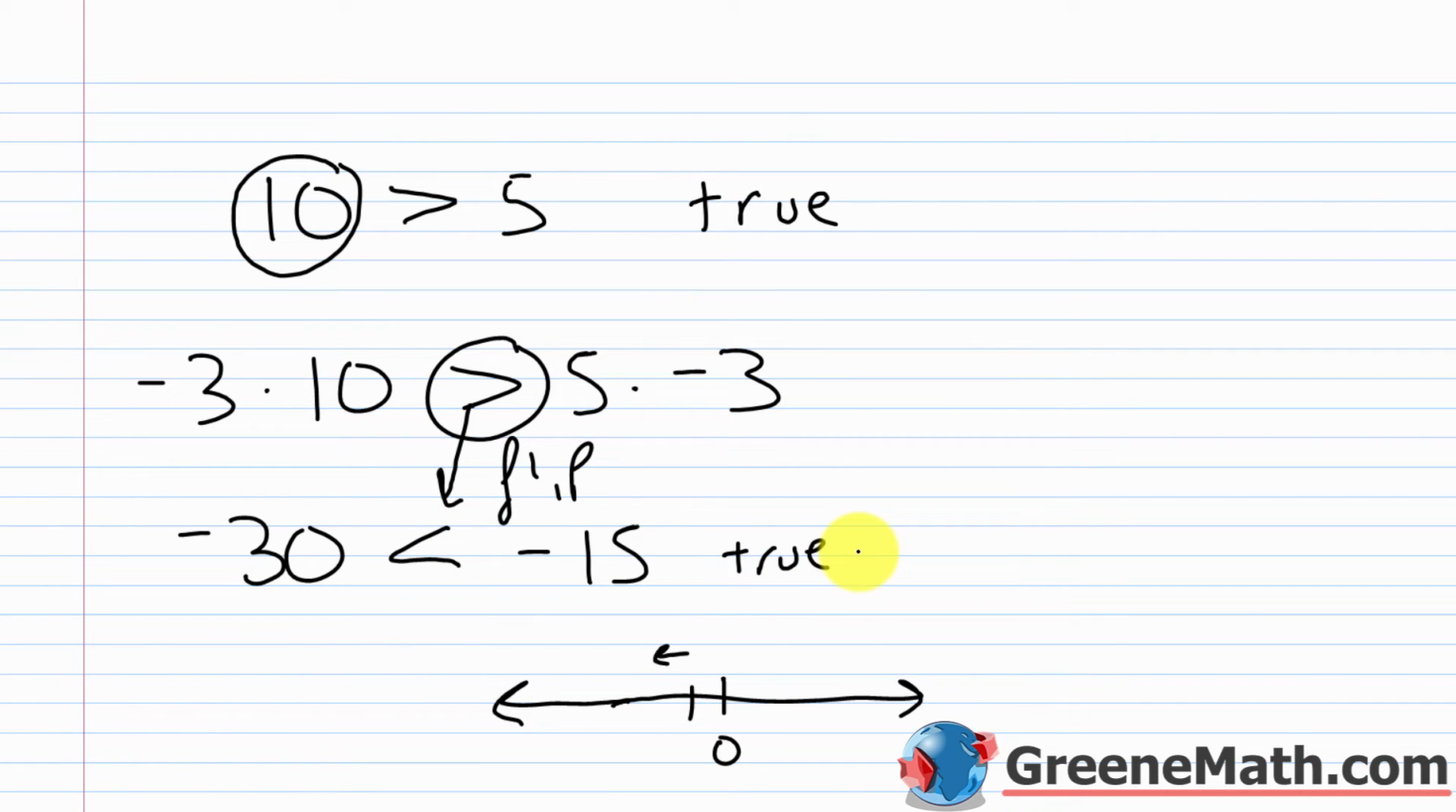So just keep that in mind as you're working these problems. Again, if you multiply or divide by the same negative value, you've got to flip the direction of the inequality in order to get the correct answer.